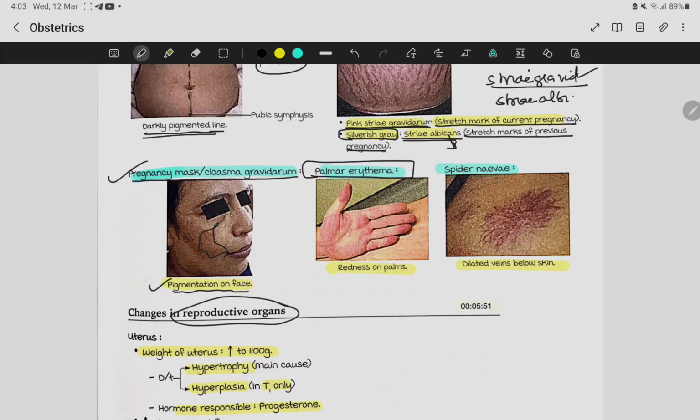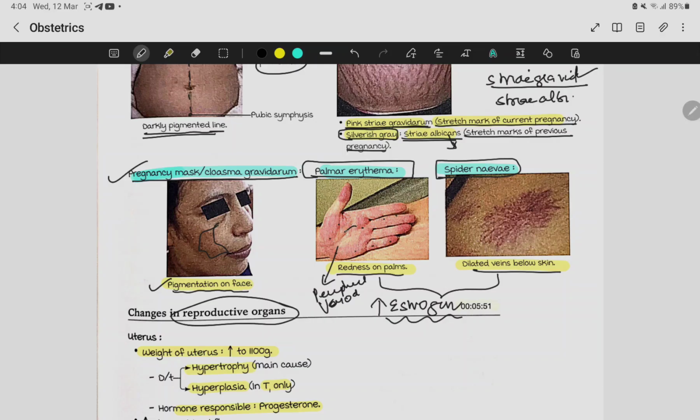And then we have the palmar erythema and spider nevi. Both of these conditions are because of increase in estrogen. We see this as a sign of liver cell failure also, where there is increased estrogen. So here also there will be increased estrogen. This causes peripheral vasodilatation, which causes increased blood circulation to the palms, especially the outer aspect, while the center will be pale. This is called palmar erythema.